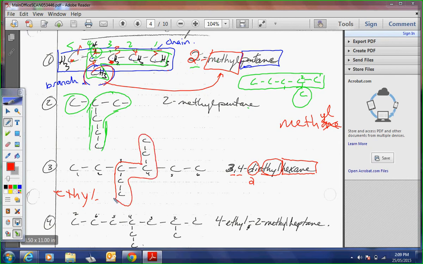That'd still be called 3,4-diethylhexane. 1, 2, 3, 4, 5, 6. So still hexane. Off of carbon 3, I have an ethyl. Off of carbon 4, I have an ethyl. Still called 3,4-diethylhexane.